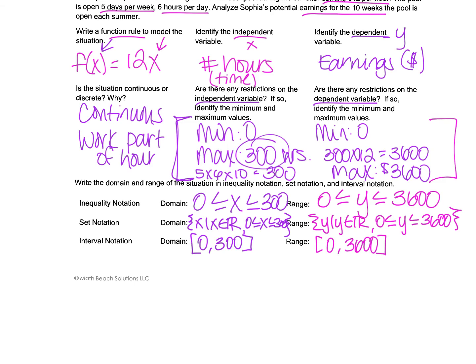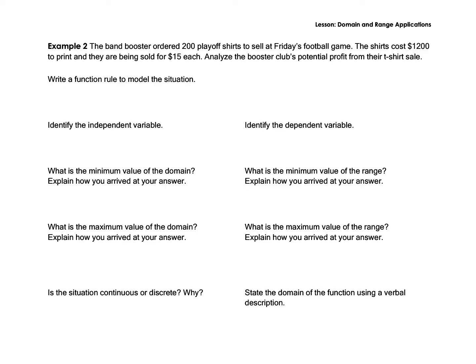So now we are doing the same thing that we've been doing, except now we're looking at real world situations. So let's take a look at the back. Okay, so number 2, the band booster ordered 200 playoff shirts to sell at Friday's football game. The shirts cost $1,200 to print, and they are being sold for $15 each. Analyze the booster club's potential profit from their t-shirt sales.